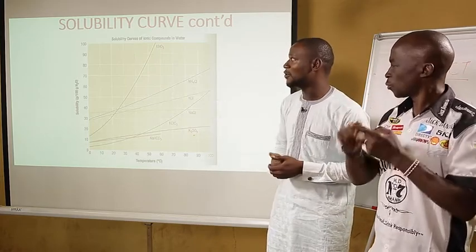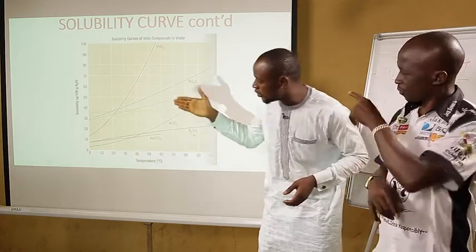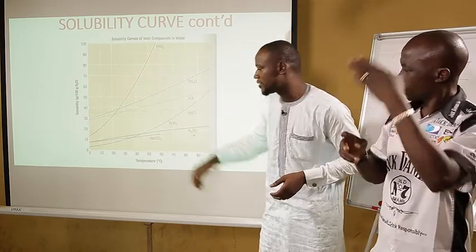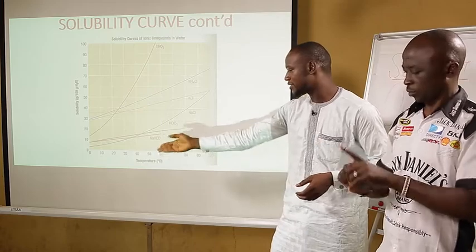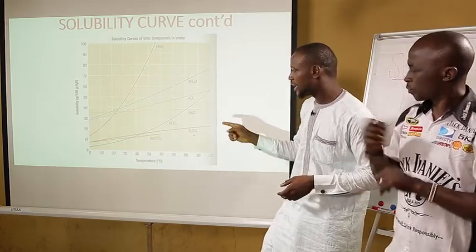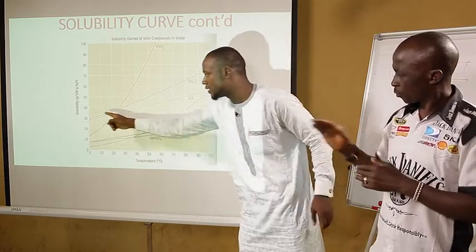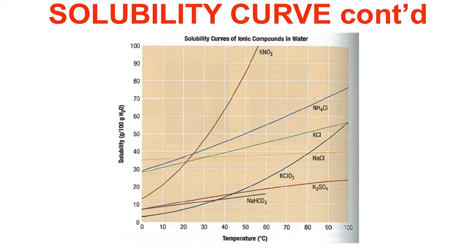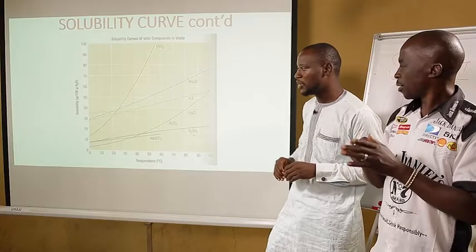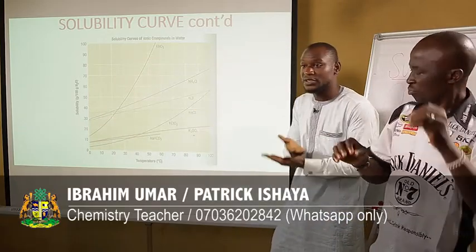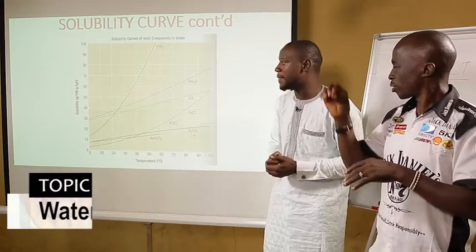This is a graph of solubility. You see, it is the solubility in grams per 100 grams of water for different salts, and this is the temperature, starting from 0 to 100 degrees Celsius. From the graph, you can see that this is a curve of sodium chloride, and the curve is almost vertical. When you have a vertical line, that is to say that the solubility is independent of the temperature. Even if it is at 0 degrees Celsius or at 100 degrees Celsius, the solubility will remain virtually the same.